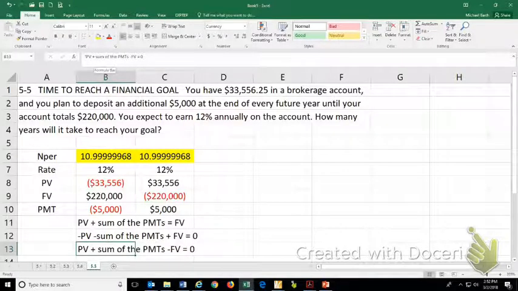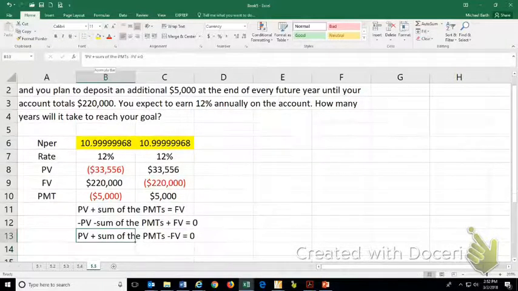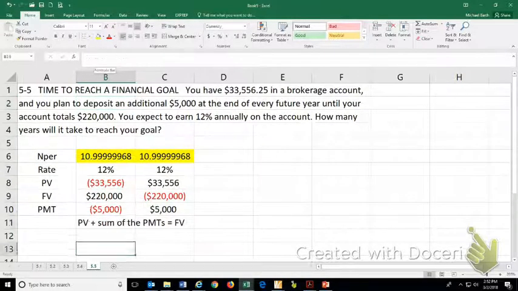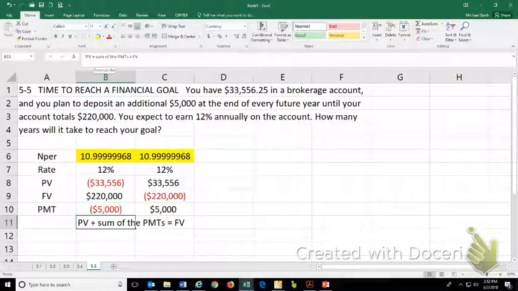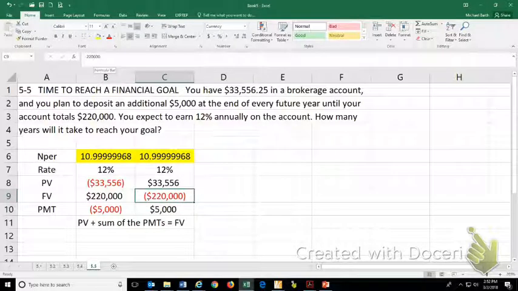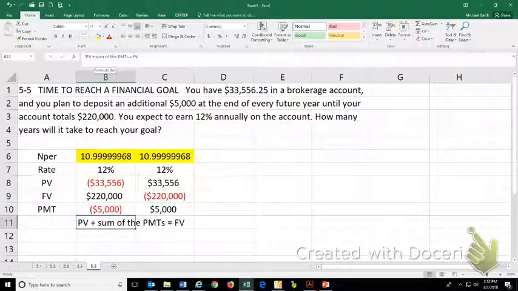They set everything equal to 0 and then add together the PV, the payments, and the FV until they get to 0. So generally speaking, if you set this up in a problem or in an algebra problem, PV plus sum of the payments equals FV, anything to the right of the equal sign should be negative. Then you can figure out the positive and negative signs there.